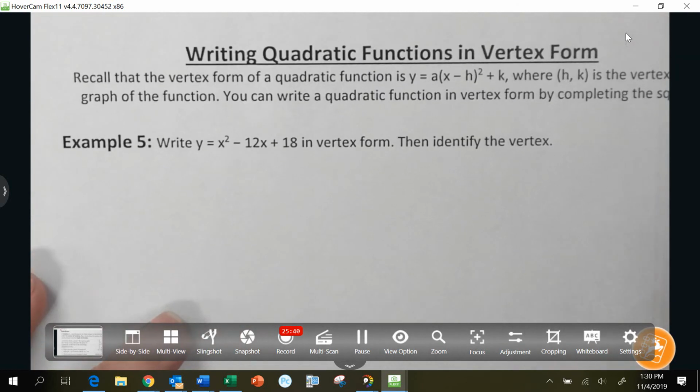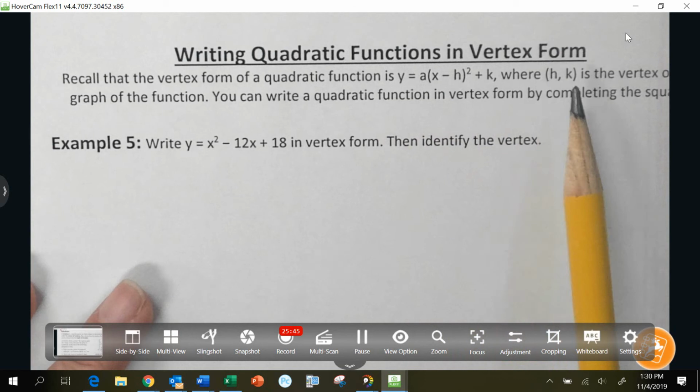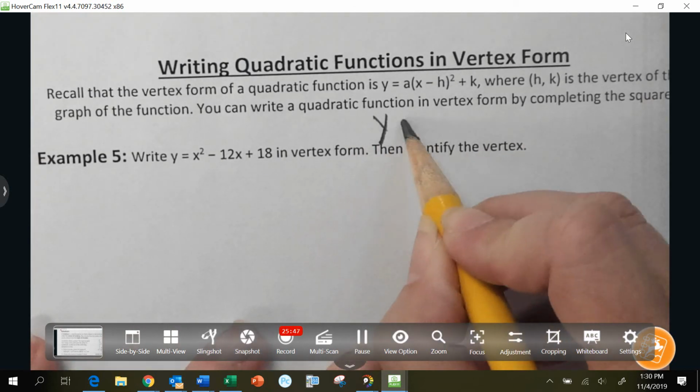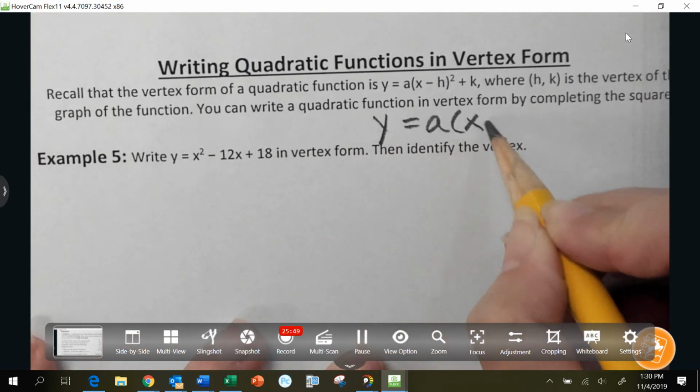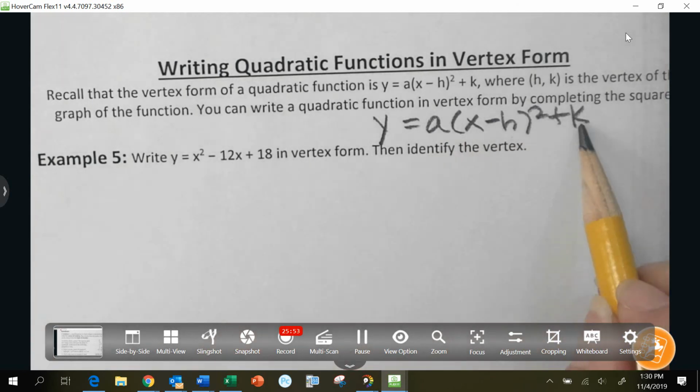All right. The last section we're doing today is write quadratic functions in vertex form. Do you remember vertex form? Oh my god, yeah. y equals a times (x minus h) squared plus k, where h and k are the vertex.